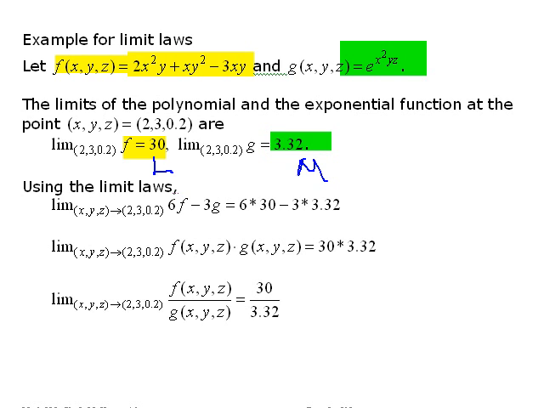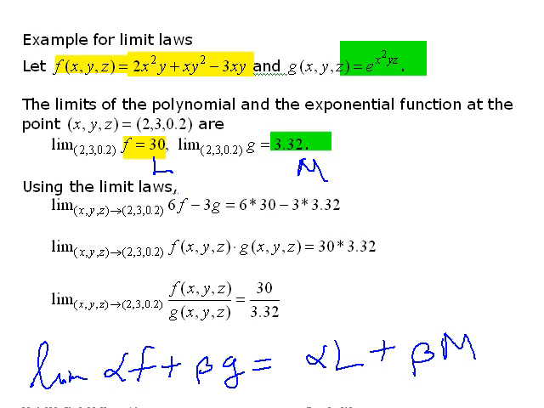Now here's an example of the linearity. Remember, the linearity was alpha times f plus beta g. The limit is alpha L plus beta m, and that's what you're seeing here. So this becomes 6 times L, which is 6 times 30, minus 3 times m, which is minus 3 times 3.32. And so now you have a limit for that particular combination of f and g. If you multiply f and g together, you just multiply the limits. Dividing, you just divide the limits.